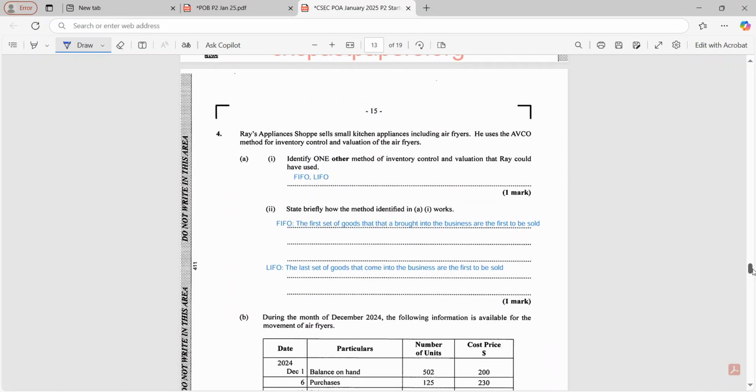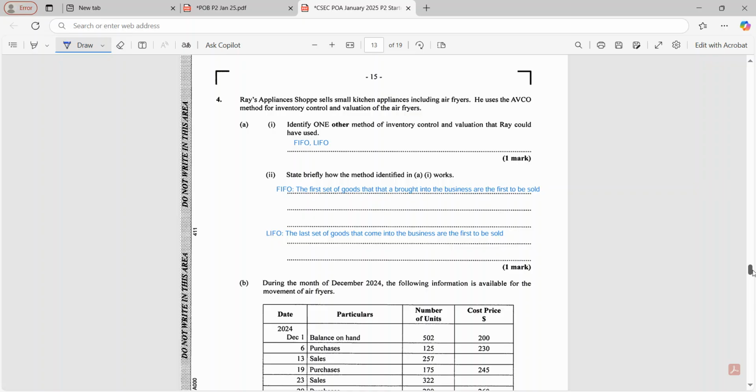Now we're at question 4. Ray's Appliances shop sells small kitchen appliances, including air fryers. He uses the AVCO method for inventory control and valuation of the air fryers. Identify one other method of inventory control and valuation that Ray could have used. He could have used FIFO or LIFO.